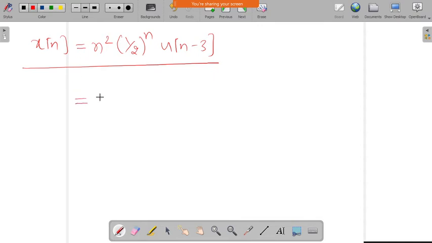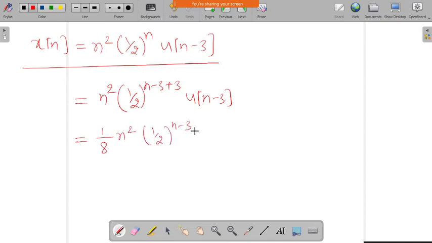So now I can rearrange this, n square here. In order to get n minus 3, I will put half power n minus 3 plus 3 into u of n minus 3. Now this half power 3 I will take out, which gives 1 by 8 into n square into half power n minus 3 into u of n minus 3. This is our given signal, put in a comfortable form.